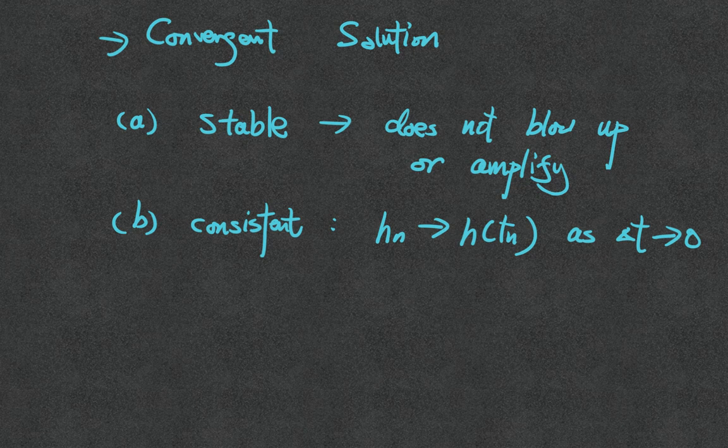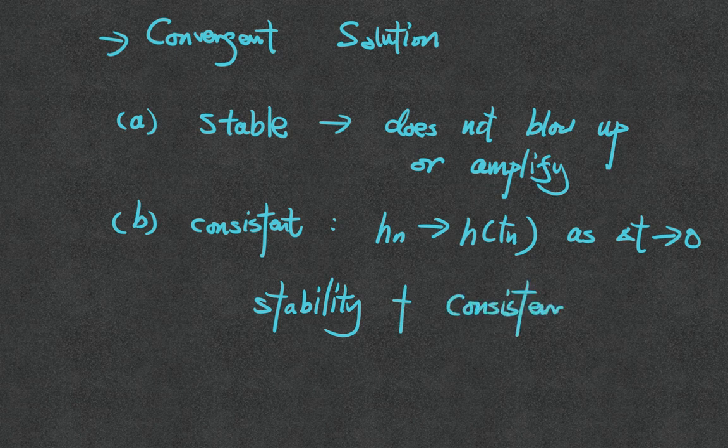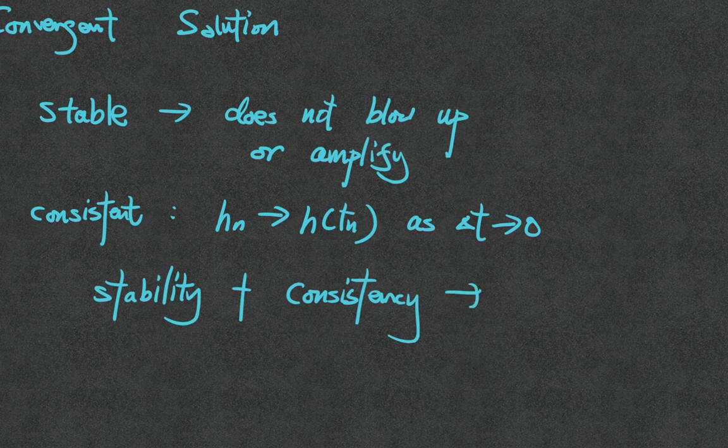So if you read Professor Tom Hughes' book, you can find the following statement: stability plus consistency implies convergence.